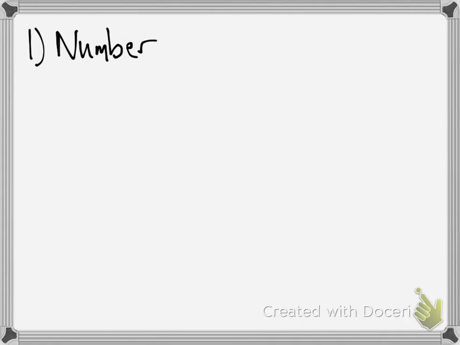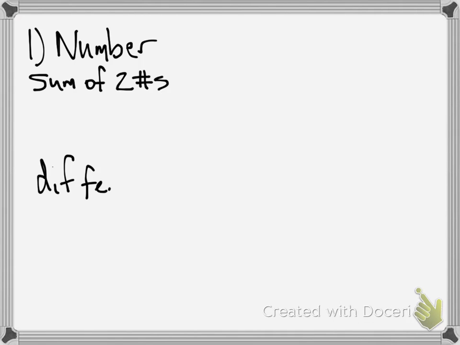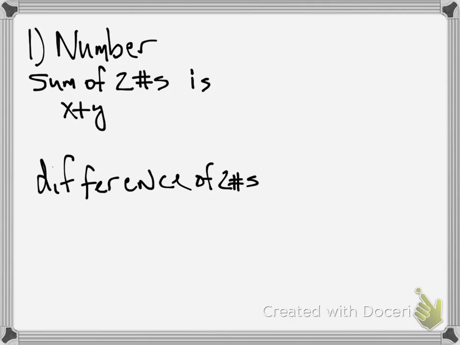Okay, so in number problems you have two types of statements. One that says sum of two numbers, and another one that says difference of two numbers. Look for those keywords. When you see sum of two numbers, you automatically should be putting x plus y. And then after sum of two numbers, "is" means equals. Difference of two numbers, x minus y, is equals.